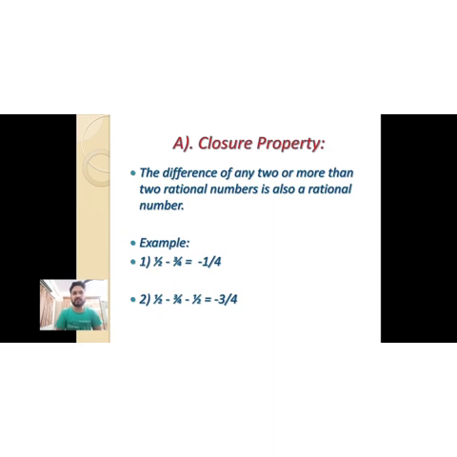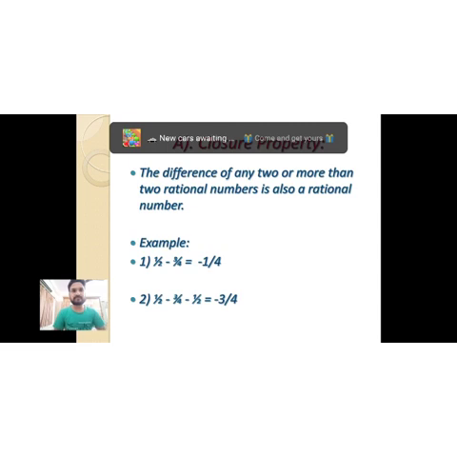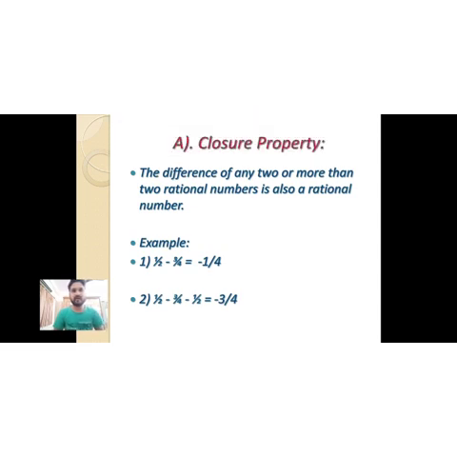The difference of any two or more than two rational numbers is also a rational number. It is the same as the closure property of addition. In the addition closure property, we add, and in this subtraction closure property, we have to subtract. So here we just subtract any rational numbers, and the final answer is also a rational number. For example, 1 by 2 minus 3 by 4, the answer is minus 1 by 4, or 1 by 2 minus 3 by 4 minus 1 by 2 equals minus 3 by 4.